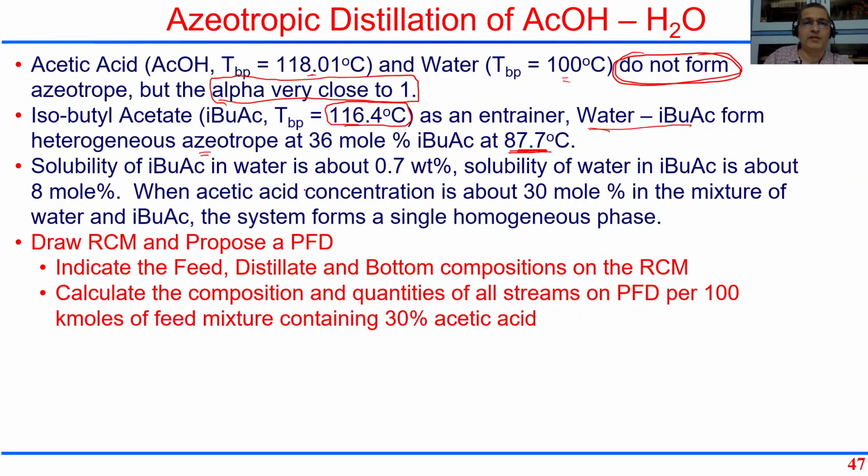Solubility of butyl acetate in water is about 0.7%, and solubility of water in butyl acetate is about 8 mole percent. Right? When acetic acid concentration is about 30%, the mixture forms a single homogeneous phase. So what I want you to do is draw the RCM, residue curve map, including the two phase region.